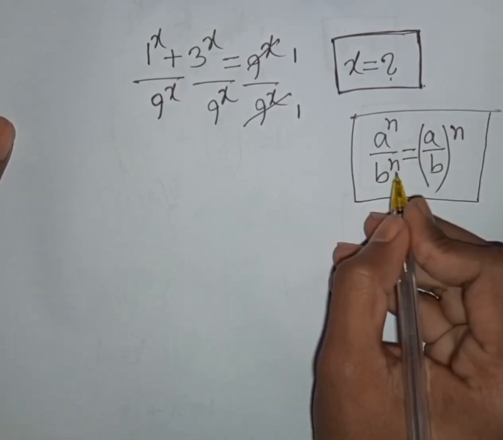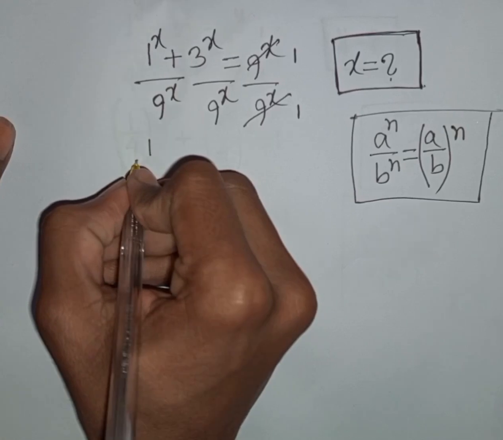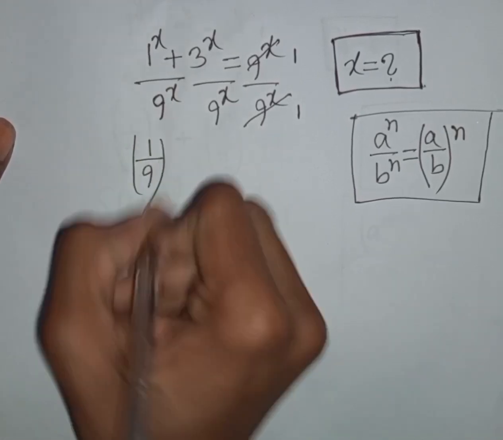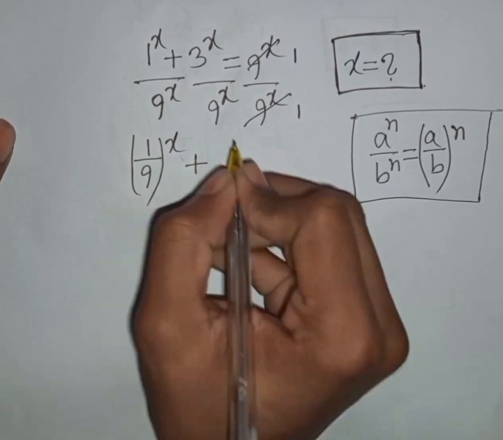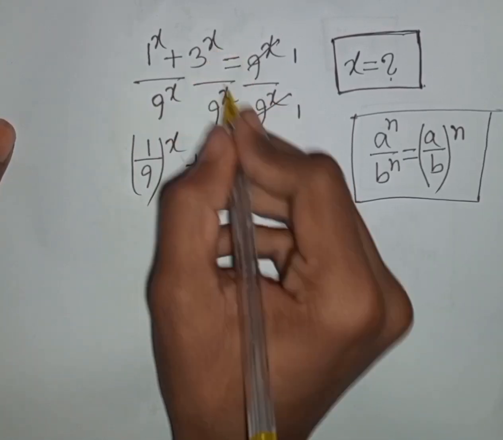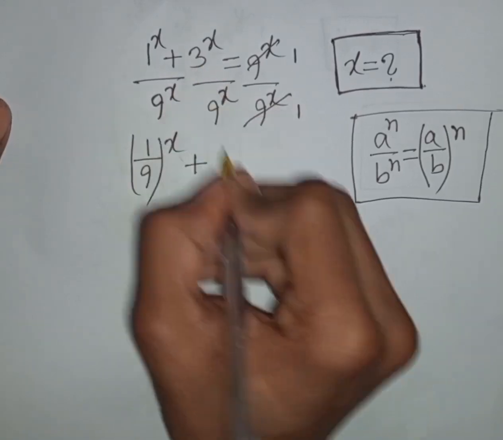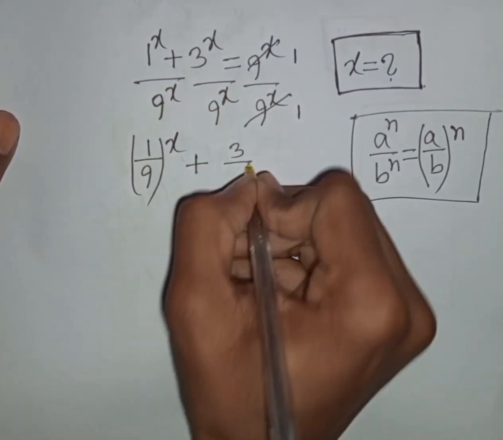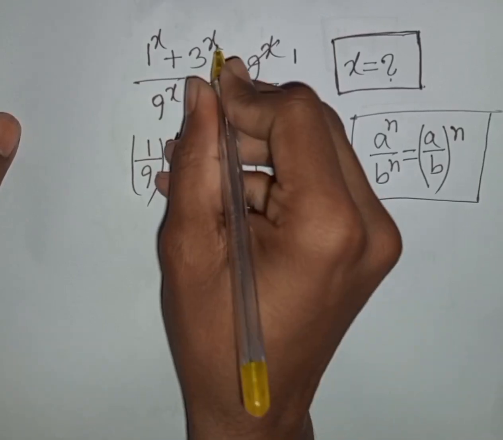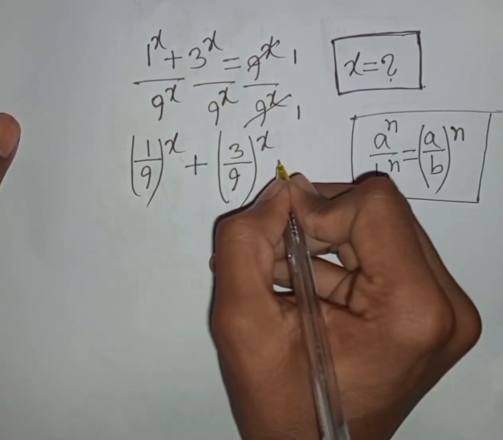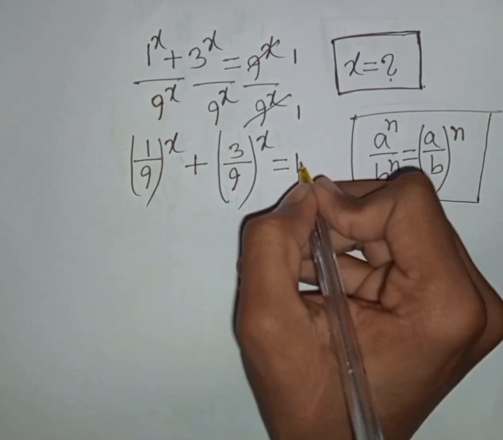That means the same power n but different bases. So according to this formula you can write here (1/9)^x plus, we see again the same power x but different bases. So according to this exponential rule we can write (3/9)^x is equal to 1 divided by 1, that means it will be 1.